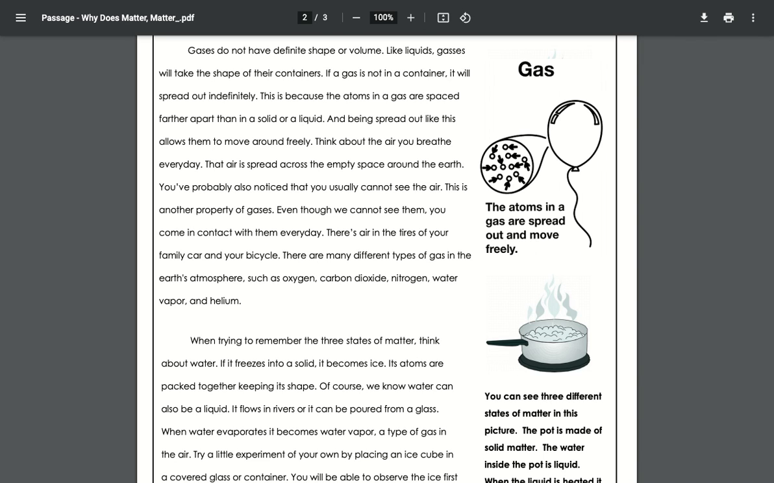Think about the air you breathe every day. That air is spread across the empty space around the Earth. You've probably also noticed that you usually cannot see the air. This is another property of gases. Even though we cannot see them, you can come in contact with them every day. There's air in the tires of your family car and your bicycle. There are many different types of gas in the Earth's atmosphere, such as oxygen, carbon dioxide, nitrogen, water vapor, and helium.